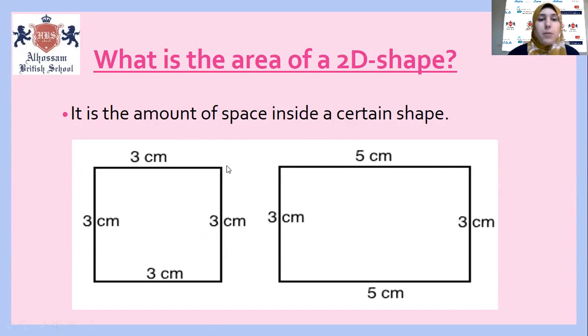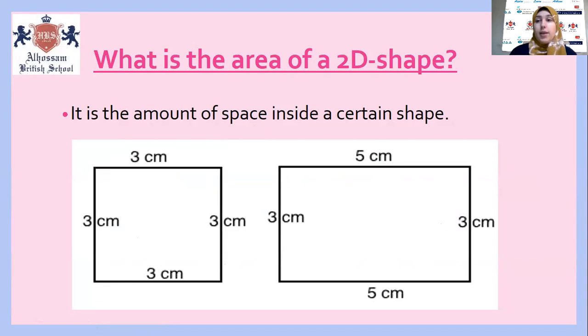So the perimeter was only the sides, the length of the surrounding side. The area, the amount of space inside. Look in this part, the part I'm pointing to. This is the area, the white area in the inside. Okay? So what will be the area? It has a rule. Okay?